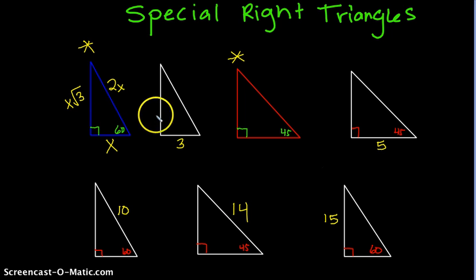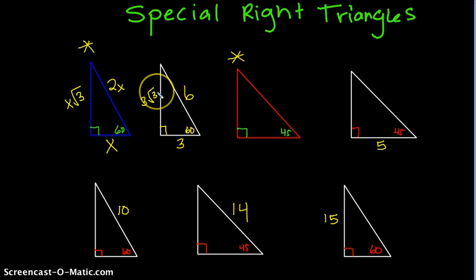Let's look at the example to the right. If this is a 30-60-90 marked with the right angle there and the 60-degree angle down here, the short leg is 3, which makes the hypotenuse 6, and it makes the long leg 3 times the square root of 3. I got those lengths by following the rule, multiplying by 2 to find the hypotenuse, multiplying by the square root of 3 to find the long leg.